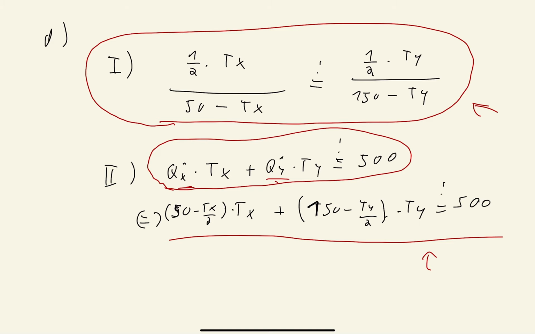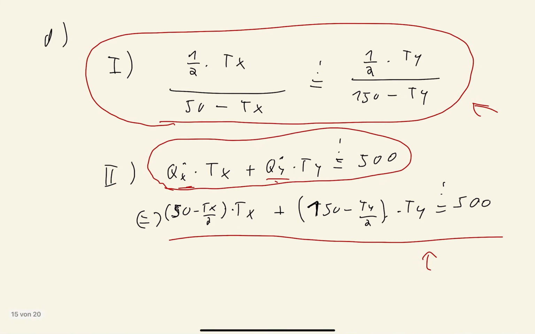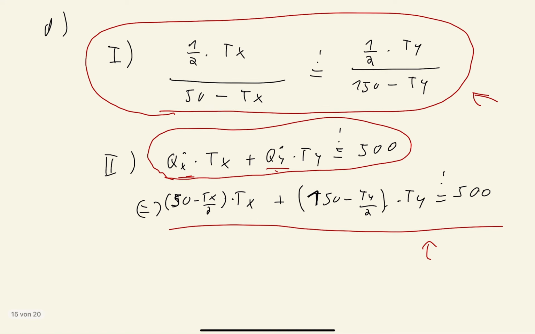So how you would proceed here: if you look at the exercise description in the exam, it did not ask you to actually calculate it, but the question was to explain how you can calculate it. So it was sufficient to write down the two equations, and then to say that you would solve it for Tx and Ty without actually solving it. And yes, this finishes this exercise.